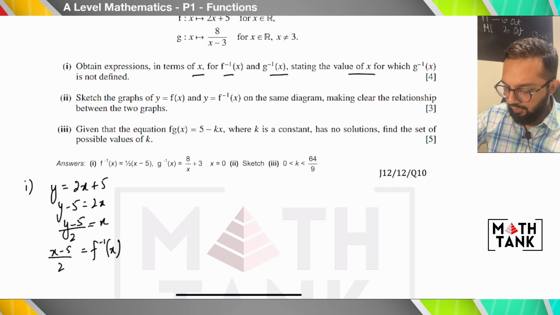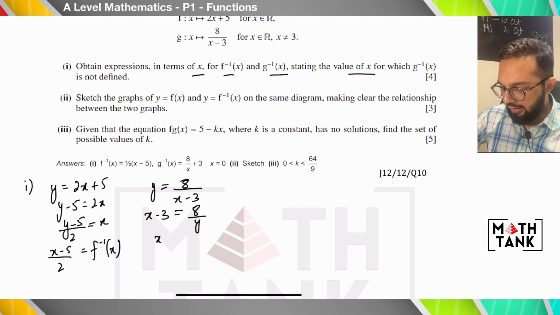For g inverse, I'm going to again do y equals 8 over x minus 3. This time I'm going to shift 8 over y, x equals 3 plus 8 over y. And g inverse gives me 3 plus 8 over x.